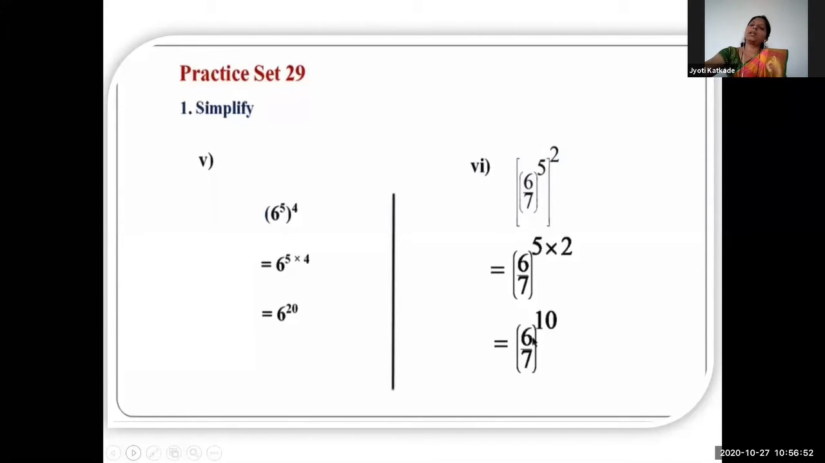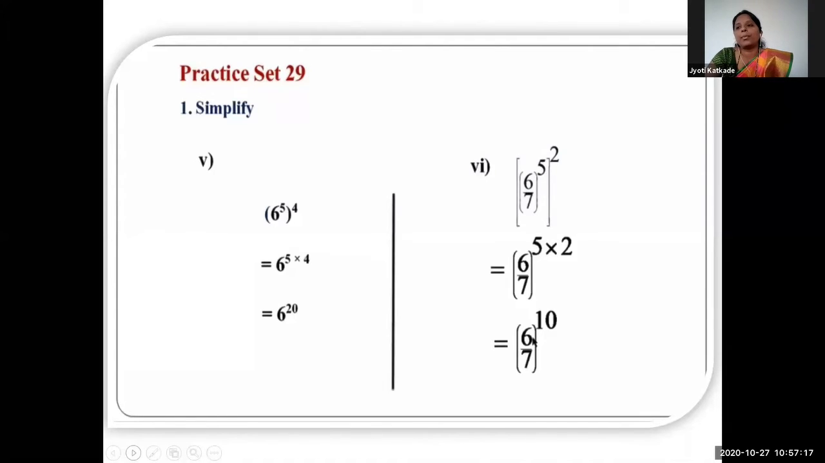And power is given in our textbook in the practice set 29. There is power minus 2. See in your textbook at page number 48. Example is given there. Now see fifth example. 6 raised to 5 bracket raised to 4. 6 raised to 5 into 4. Take multiplication. Then we get 5 for the 20.